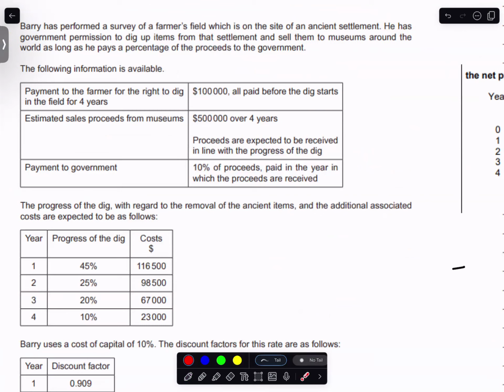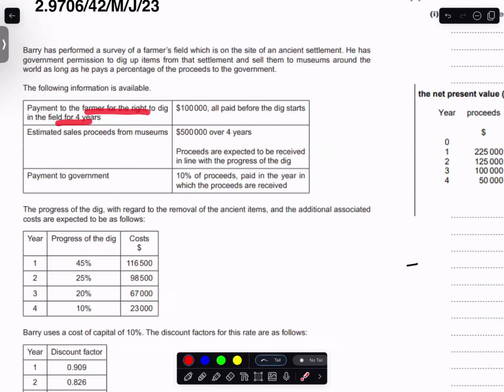He has government permission to dig up items from that settlement and sell them to museums around the world as long as he pays a percentage of the proceeds to the government. So the following information is available. Payment to the farmers for the right to dig in the field for 4 years is $100,000.